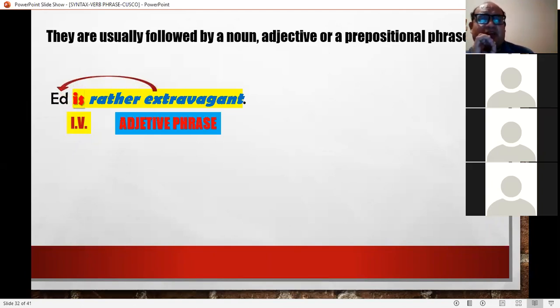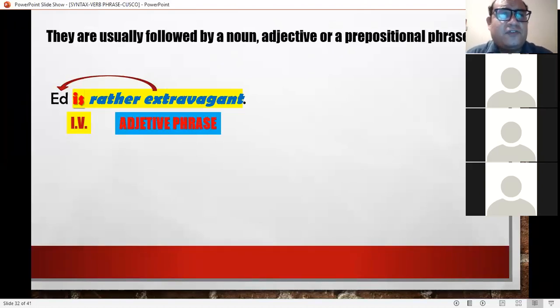And as we have seen, this complement, this adjective phrase, is talking about the subject. You are describing the subject. How is it? Or what is it like? Extravagant. Rather extravagant. So notice that this is the subject complement, because you are giving information about the subject. But what is the link? What is the connector? Because it's not possible to say "it rather extravagant," no? I need something else. So what do we use? The verb be.